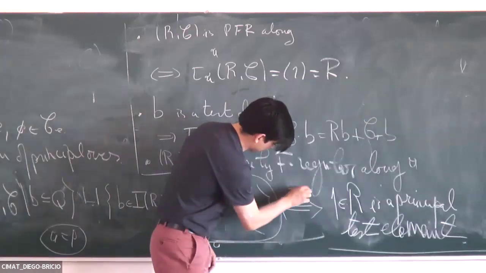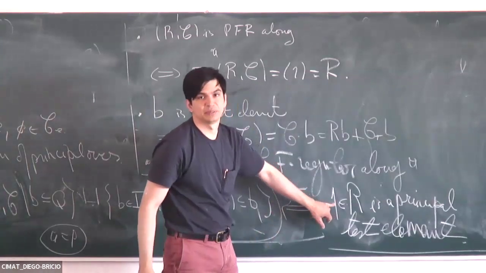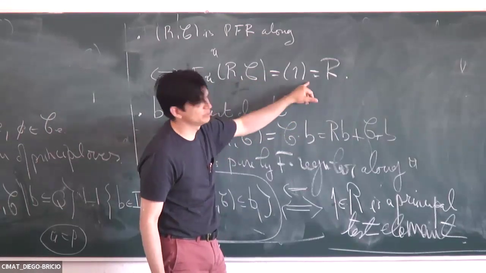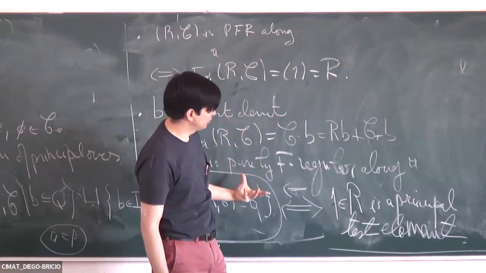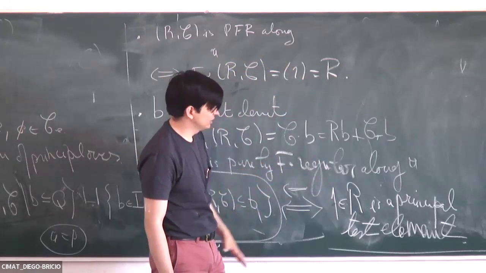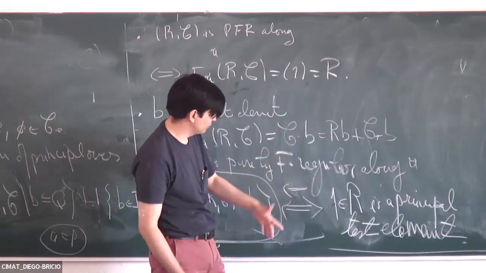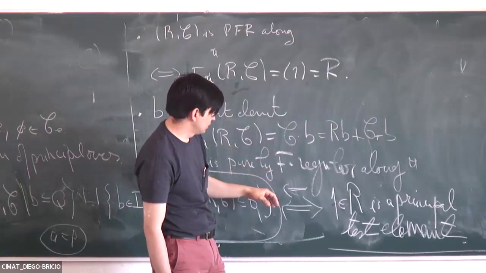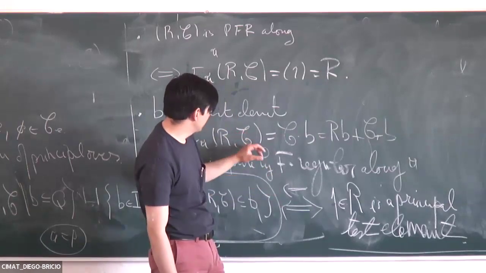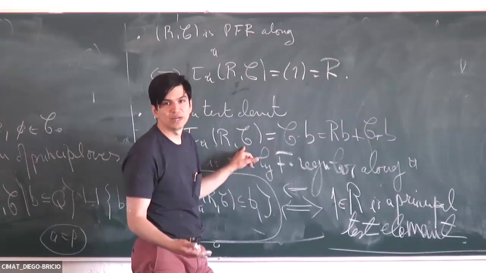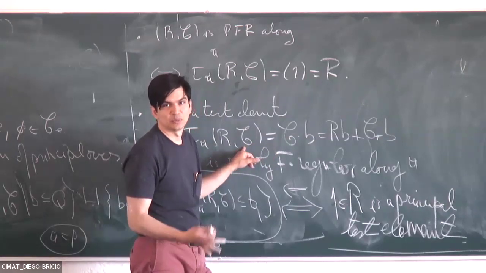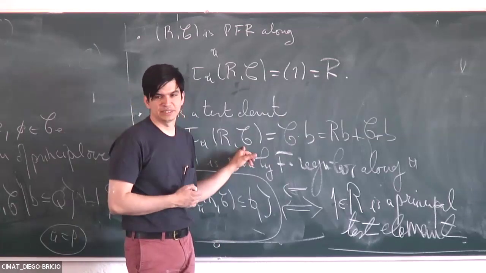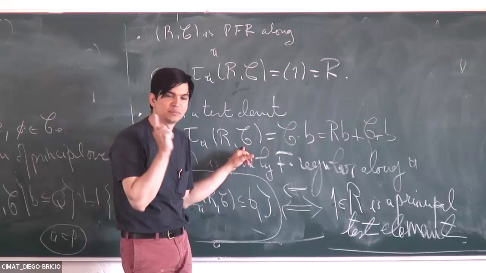This direction is trivial because if one is a principal test element, then it lives in the test ideal, and therefore the test ideal has to be R. And therefore the pair has to be purely F-regular. The other direction is slightly more interesting, but it's the exact same trick. Because if you have something that is purely F-regular, you know that one is an element here. So you know that one is a test element. So essentially what this is telling you is that the only way in which one can be a test element is if it is a principal test element.